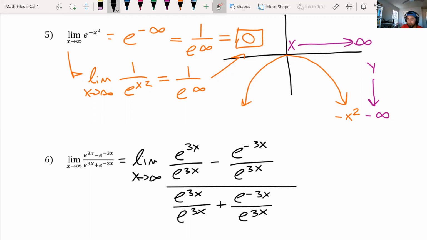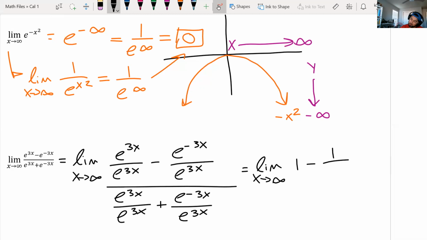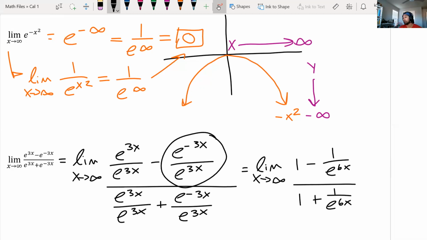So we just power trick this one again. And this will give me the limit as x approaches infinity of 1 minus 1 over e to the 6x over 1 plus 1 over e to the 6x. Remember, when you have the same base over each other, you subtract your exponents. So negative 3x minus negative 3x gives me negative 6x, which I can rewrite as 1 over e to the 6x.